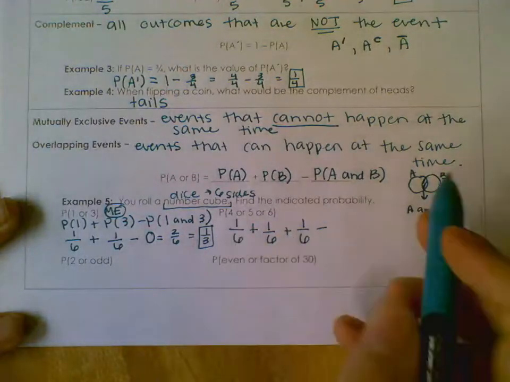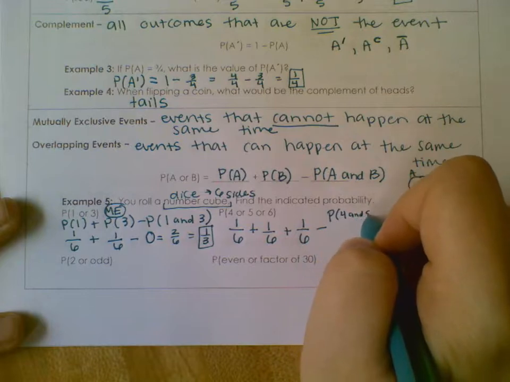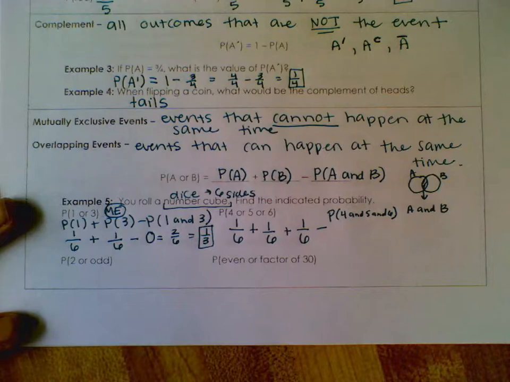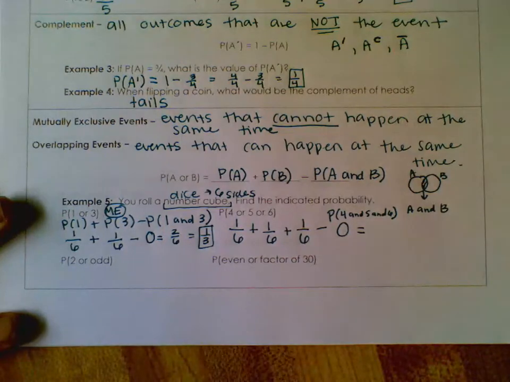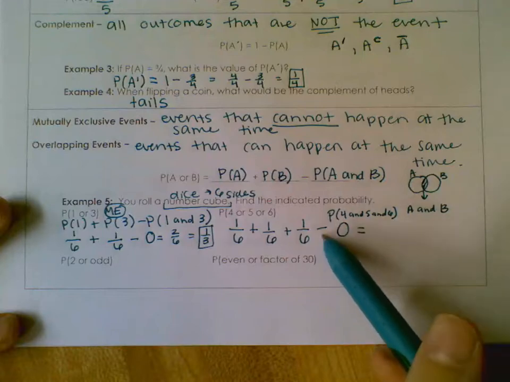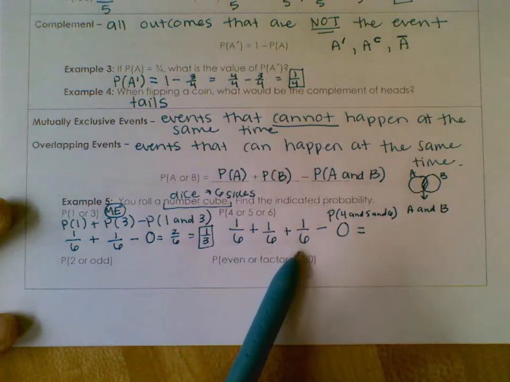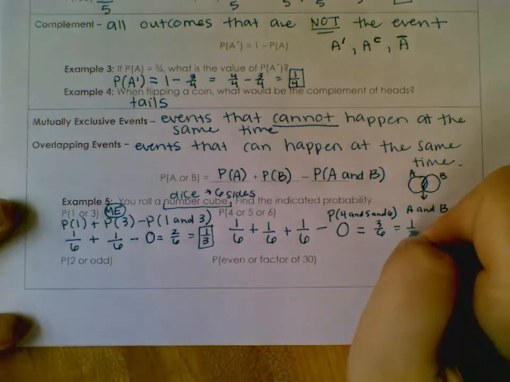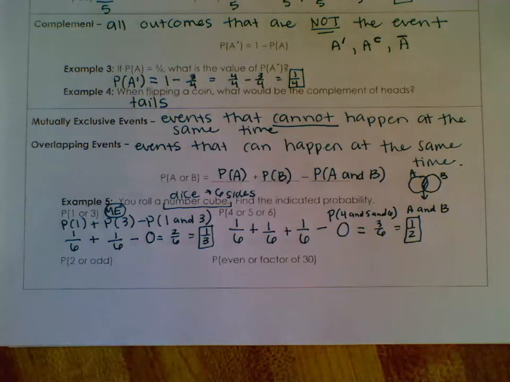Minus. Can I ever get a 4 and a 5 and a 6 all at the same time? The answer is no. I can never roll that dice and get a 4, 5, and a 6 at the same exact time. So we are subtracting the probability 0. It can never happen. So what's 1/6 plus 1/6 plus 1/6 minus 0? That is 3/6. Reduce your fraction. So the probability of rolling a 4, 5, or 6 is 1/2.